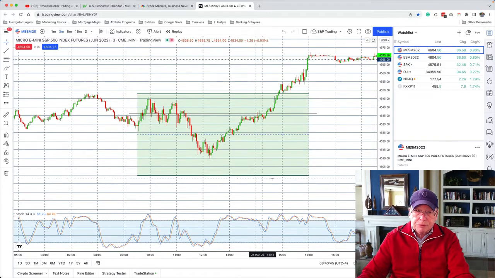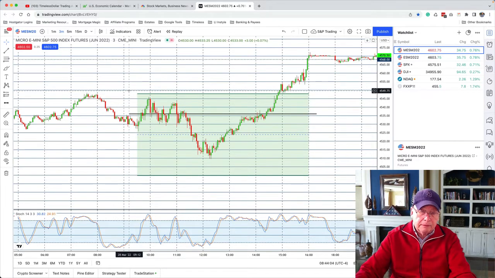And yesterday, the trading zone started out at a support at 4,500 and a resistance of 45.48. So relatively narrow for the Emini. This chart, there's 5 points between each horizontal line, and you're looking at a 3-minute candle.